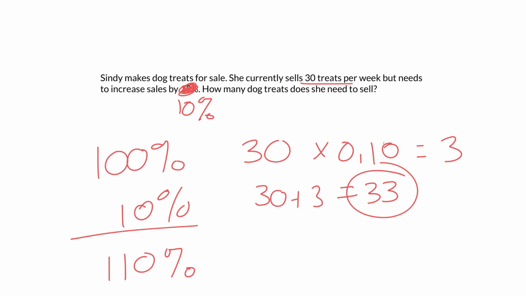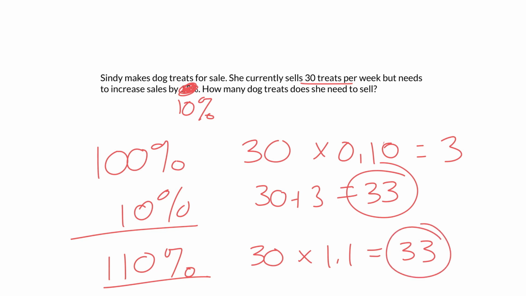The other way that we can do this is that we earlier figured out that a 10% increase is the same thing as 110% of our starting amount. So we could also just do the 30 times 1.1, and that's automatically going to give you the 33. It just saves you one step.